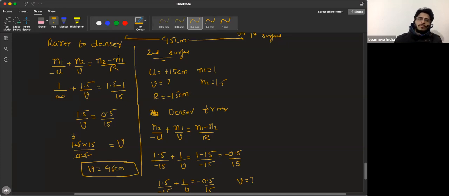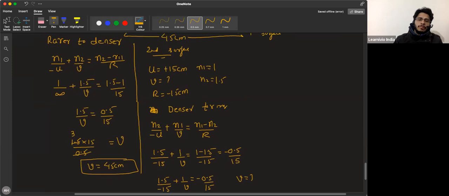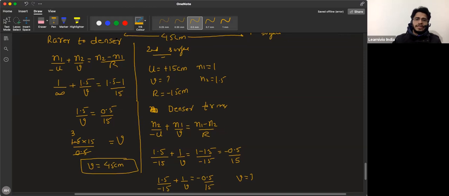But if after the first refraction the image was forming in the glass sphere only, then there's no need for second refraction. Like in all previous questions, in question number 1 and 2, you were getting the image inside the glass only. So there was no need of second refraction. Okay, so this completes your spherical refracting surface. Now let's move on to lens.